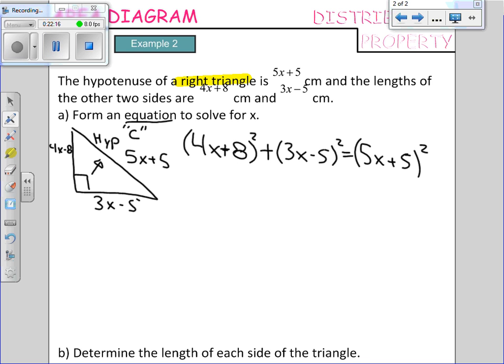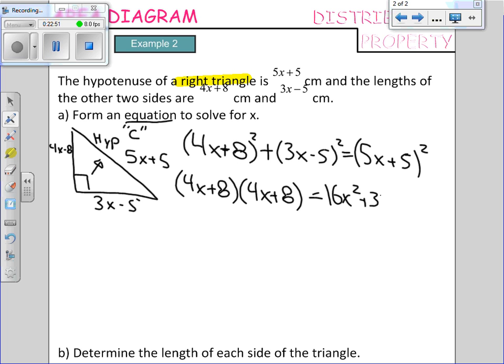Foiling binomials and binomials. So go ahead. 4x plus 8 times 4x plus 8. That should be 16x squared. And then you're going to get your outsides will give you 32x. Your insides will give you another 32x. And your last will give you 64.